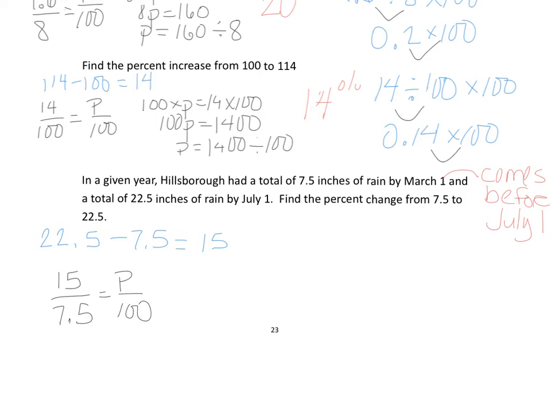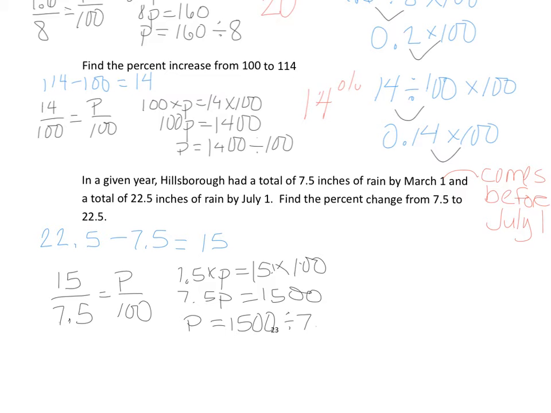We cross multiply like we normally would. 7.5 times P and 15 times 100. And we get 7.5 P equaling 1,500. So we divide 1,500 divided by 7.5, and we end up with 200. Don't forget your units, percent.